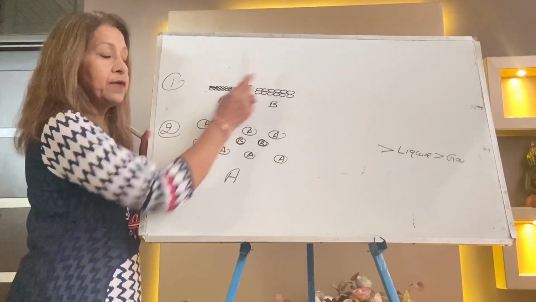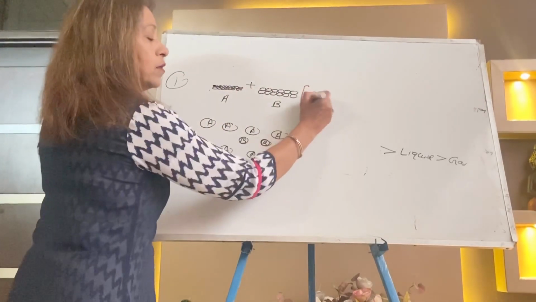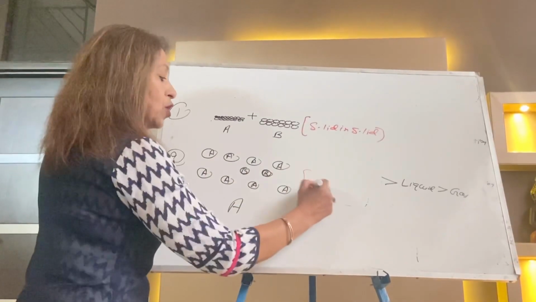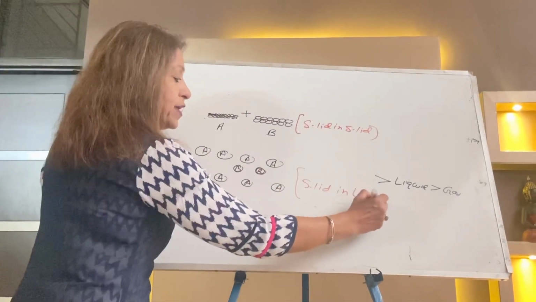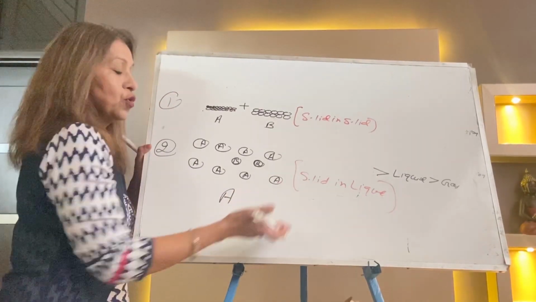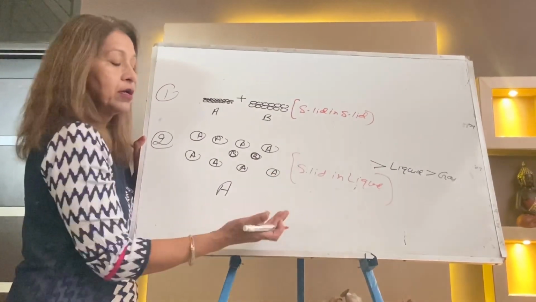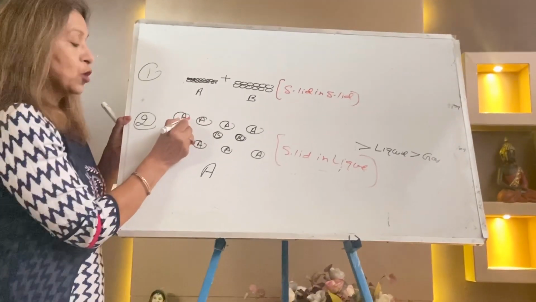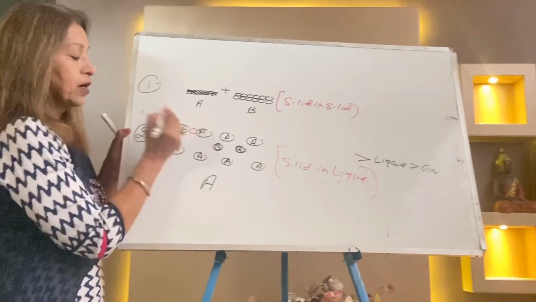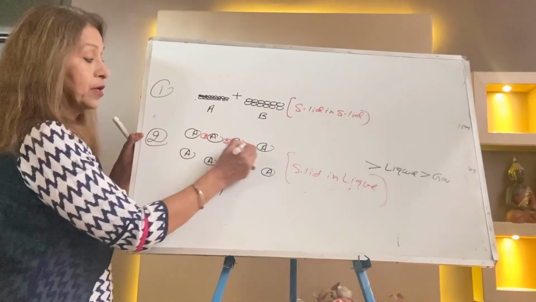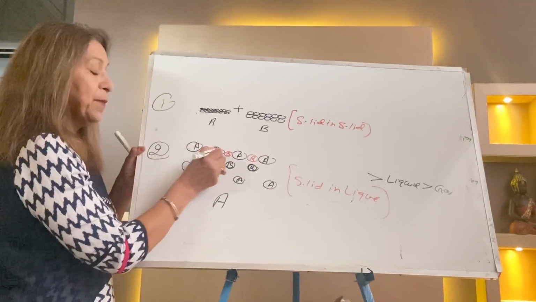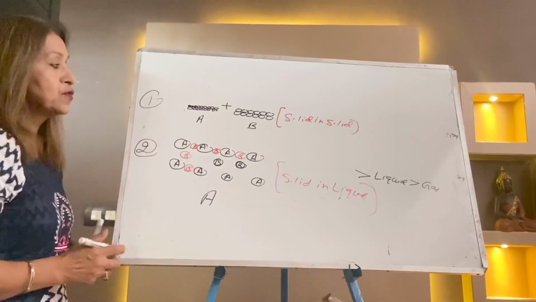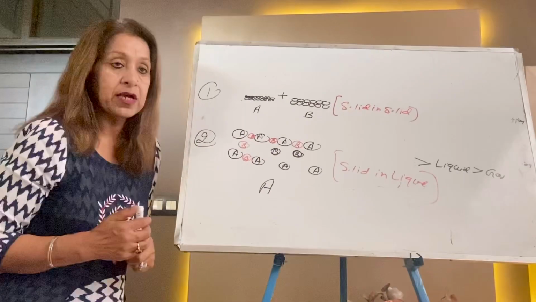This is solid in solid, and it is very difficult to prepare. And here it is solid in liquid, and it is very easy to prepare. You can mix salt or sugar in water freely because in liquid there is space. So here your B particle can be accommodated: A, B, A, B, A, B, and so on. So it is very, very difficult to mix in the solid phase.